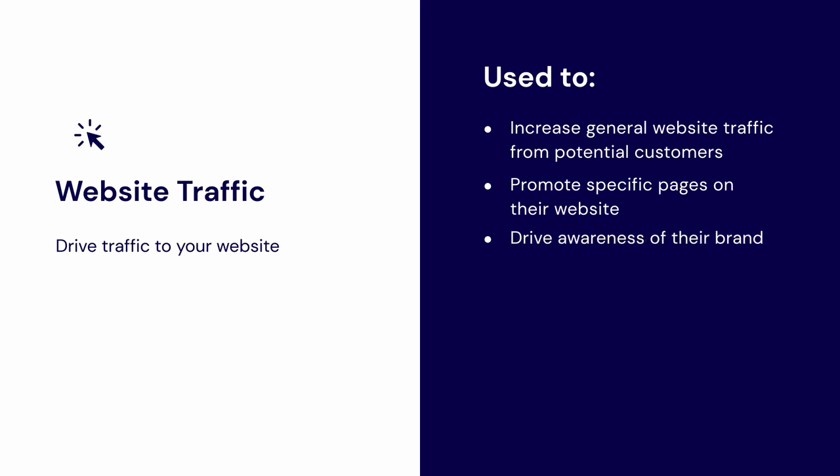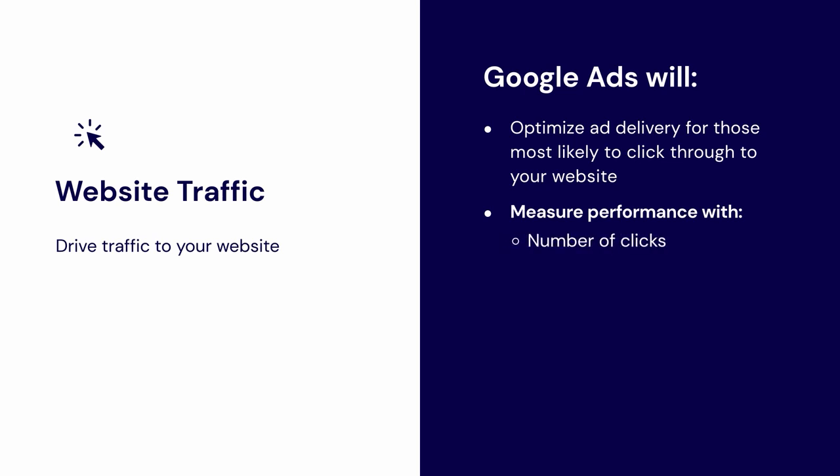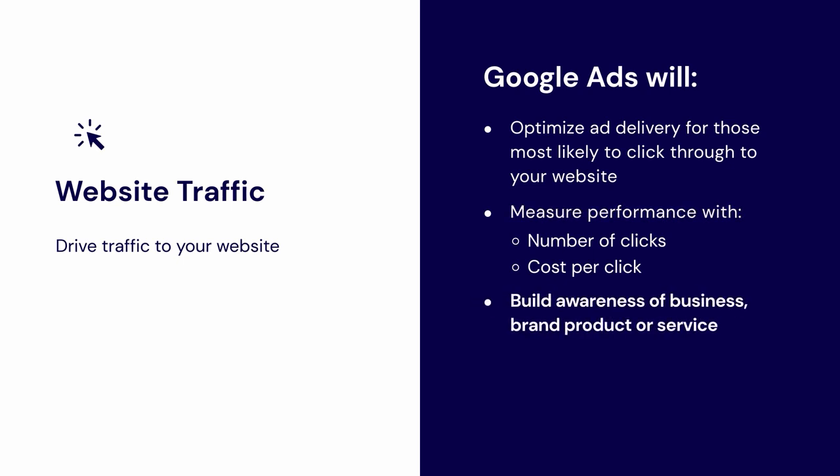When you choose the website traffic campaign objective, Google Ads will optimize your ad delivery to reach customers who are most likely to click through to your website. When you later measure the performance of your campaign objective, you will look specifically at the number of clicks generated and the cost per click. It's important to point out that with this objective, you're not looking to generate leads or sales right away, but rather build awareness for your business, brand, product, or service.